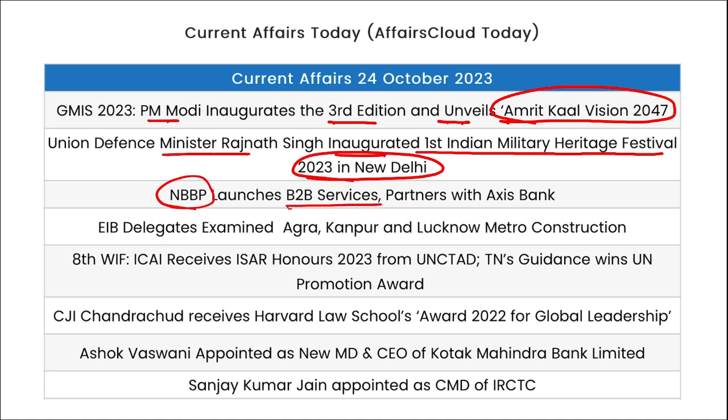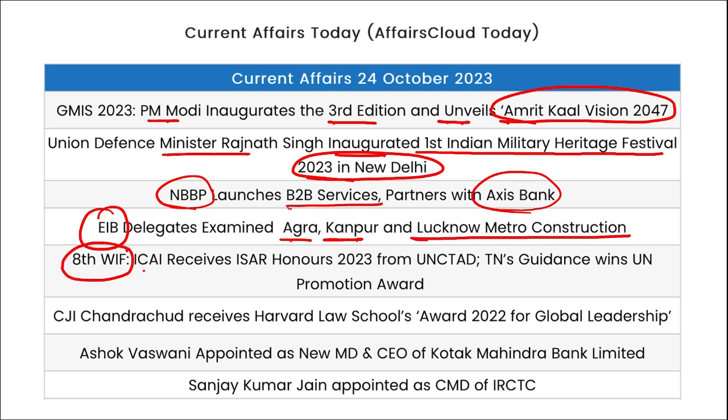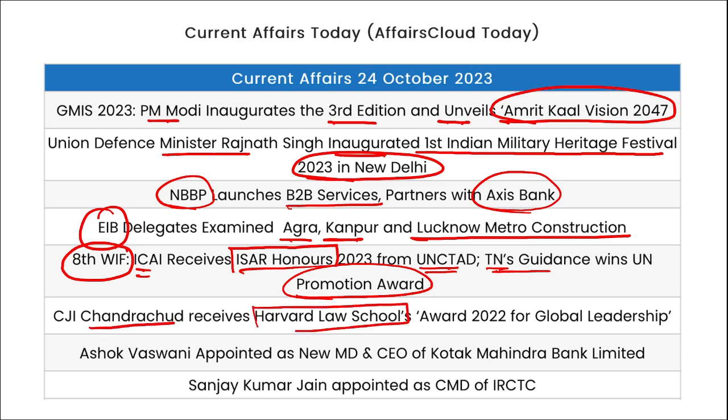NBBP launched the B2B service and has partnered with Axis Bank. EIIB delegates examined Agra, Kanpur and Lucknow metro construction. The 8th WIF was held, and ICI has received the ISAR Honours 2023 from UNCTAD, and Tamil Nadu's guidance has won the UN Promotion Award. Then Chief Justice of India D.Y. Chandrachud ji has recently received the Harvard Law School's Award for Global Leadership.